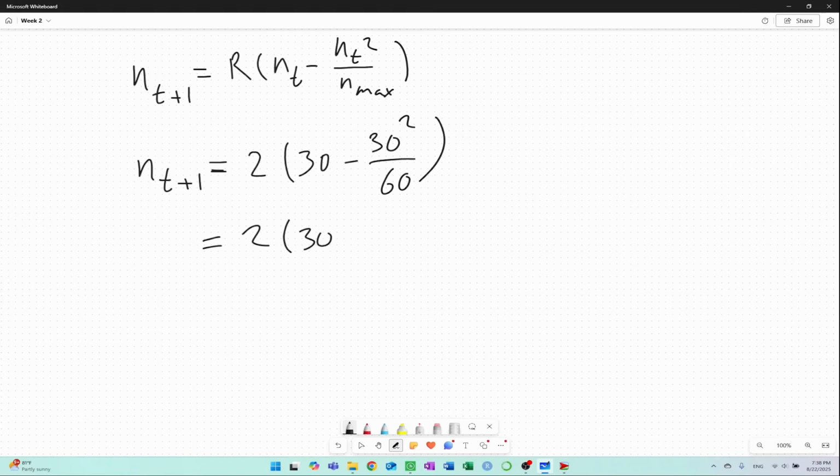And this is equal to 2 times 30. So 30 squared is 900, and if you divide that by 60 it is 15. This is equal to 2 times 15, which is 30. So it doesn't matter how many times you pass that, from time 8 we are going to have 30 rabbits, not the 60 which was the carrying capacity. So it's always going to be less than that.